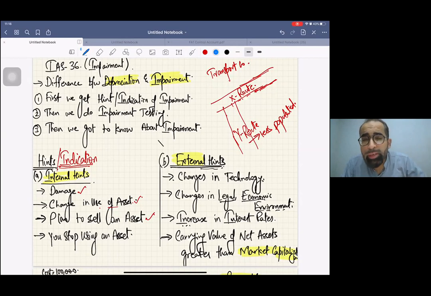And how do we do an impairment review? We compute the recoverable amount of that asset. After computing the recoverable amount, we compare it with the NBV, the net book value or carrying value of that asset, and then we come to know whether there is impairment or not. One more thing: there are two types of hints, internal hints and external hints. Both are in front of you, and I've also explained them.